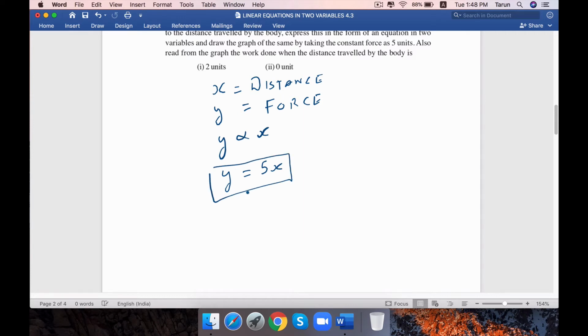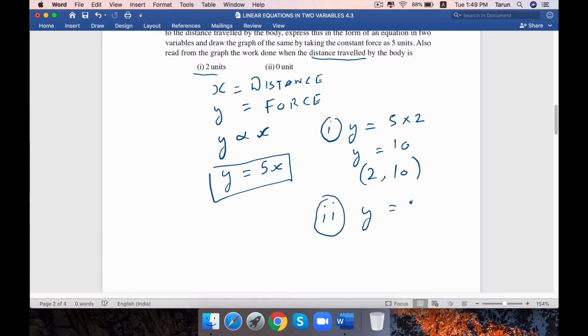Now we can simply use the points given here. It says this is the distance traveled. So in the first part, we will get y is equal to 5 into 2, which is equal to 10. So the coordinates will become 2 comma 10. In the second part, y is equal to 5 into 0, which will give me y is equal to 0. So the coordinates become 0 comma 0.